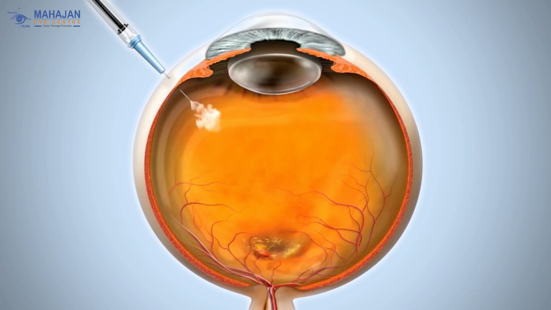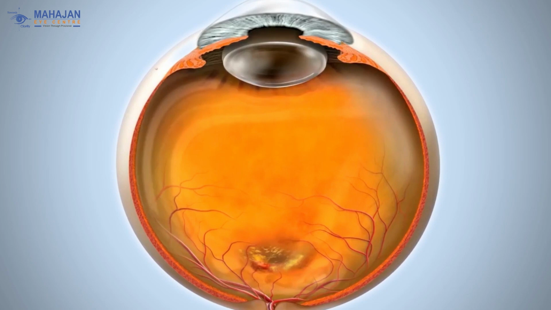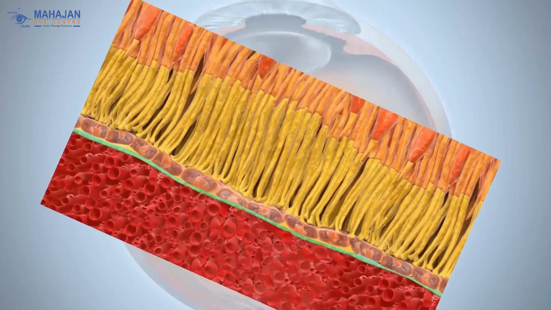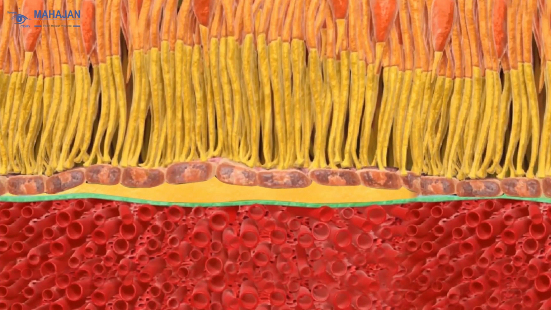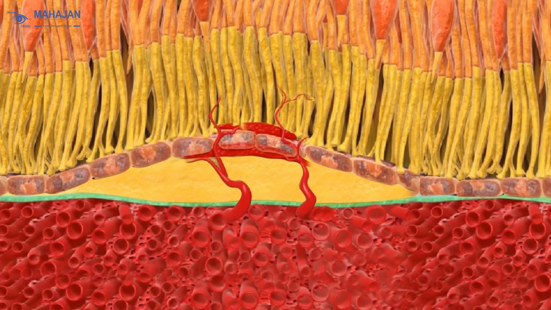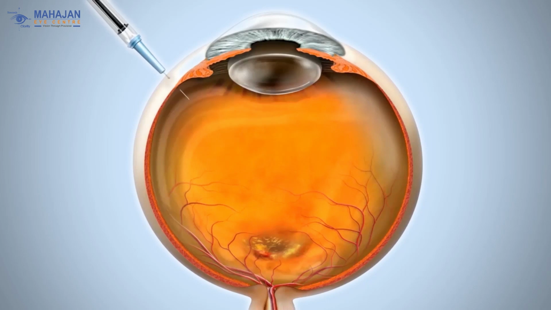Anti-VEGF stands for anti-vascular endothelial growth factor. These drugs work by stopping a protein called vascular endothelial growth factor, or VEGF, produced by cells in the retina, from working. VEGF promotes blood vessel growth in the body. The intravitreal injection is injected into the vitreous cavity.